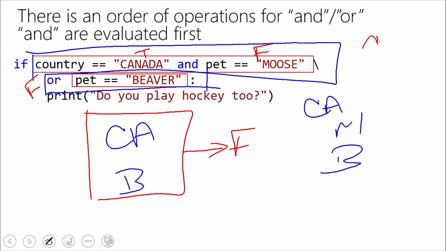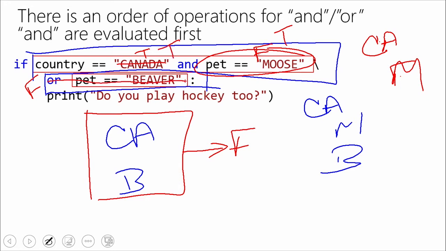If I go in and I say Canada and I say moose, that's going to test as true. That is going to test as true. This sort of becomes irrelevant. It's going to test as false, but we've got a true. So that is going to come out as true.